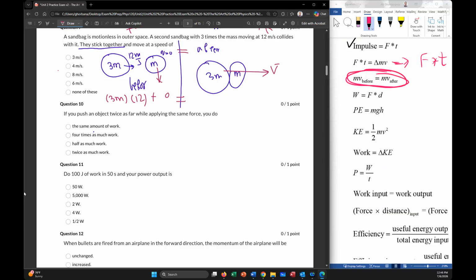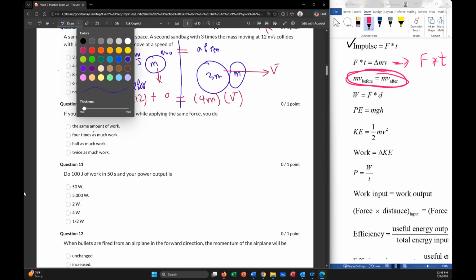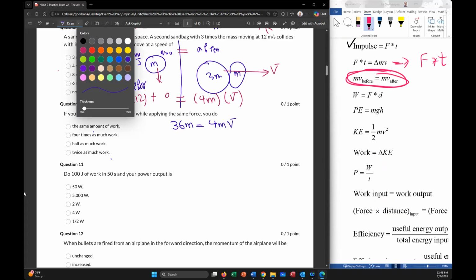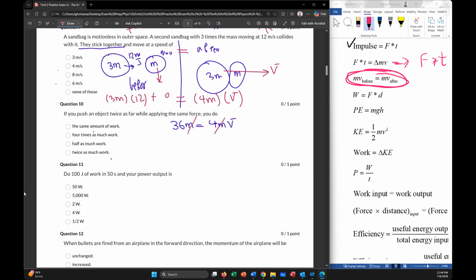They stick together, so 3m plus m is going to be 4m, multiplied by the entire velocity, because they are moving together. The momentum of the entire system is a new object, which is 4m, and they are all moving to the right, times v. So 3m times 12 is going to be how much? 36m. Equal to 4m times v, which is 4mv. So m and m cancel each other.